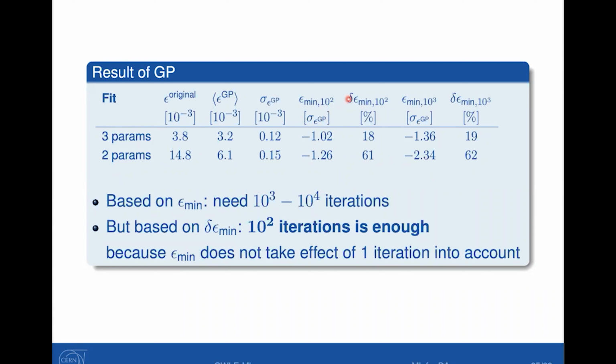However, if we look at the relative gain, there is not that much gain. This was at 61% better, and this is 62% better. Why is that? Well, because epsilon min is only rescaled to all the iterations. It does not take the effect of one iteration into account. And of course, that's something you should include because the first iteration already gains a lot for the 2-parameter fit. So this is the one that we should make our decision on. And based on that one, we would say that actually, after 100 iterations, we have already quite a lot of improvement on the quality of the fit.